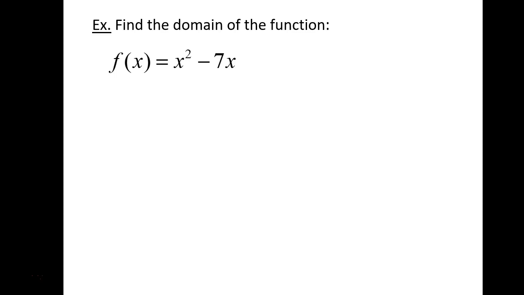So let's take a look at this example. It just asks us to find the domain of the function. We don't have a graph of this, so it's hard to do without looking at a graph, but if you remember those two things we just talked about, can't have 0 in the denominator, can't have a negative under a square root, then that's really all we need to know.